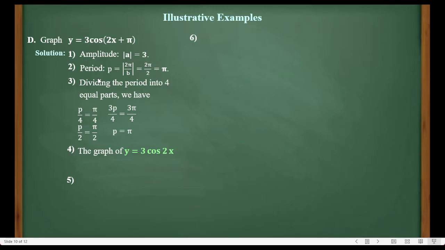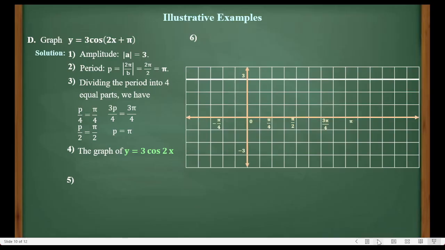Then for step number 4, we're going to consider the mother function of this equation. So when we say mother function, we take away the constant term and retain what is left from the function, that is y equals 3 cosine of 2x. So at this point, we're going to trace the graph of this function, which is called the mother function of the given function. So we're going to prepare the Cartesian plane with some proper scaling or labeling of the coordinates along the x and y axis.